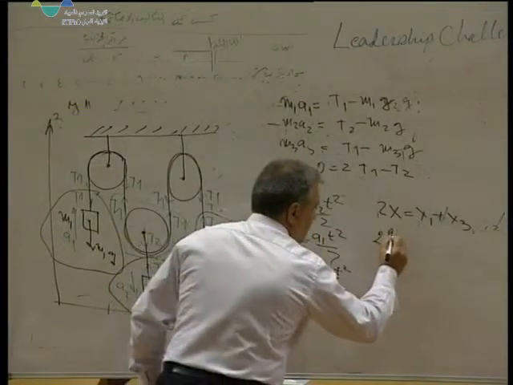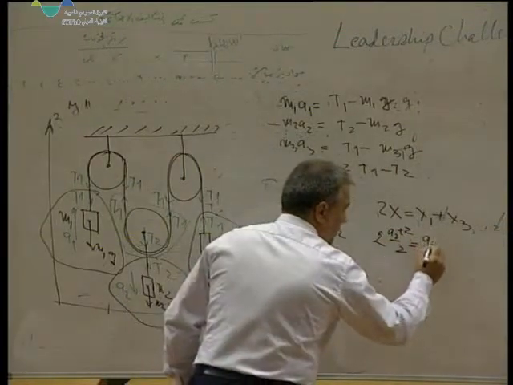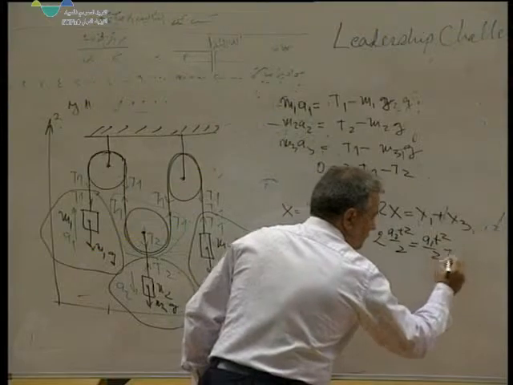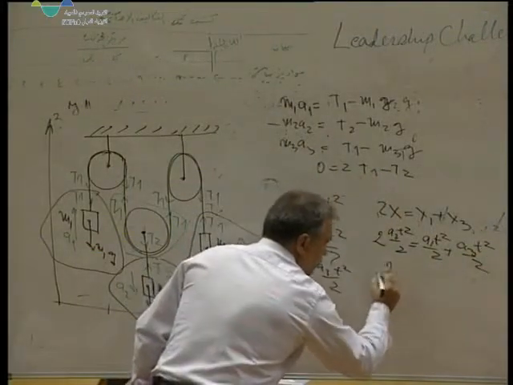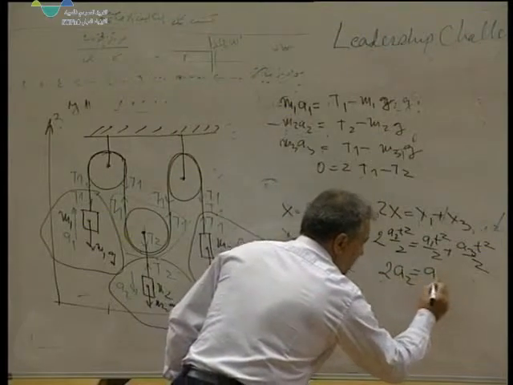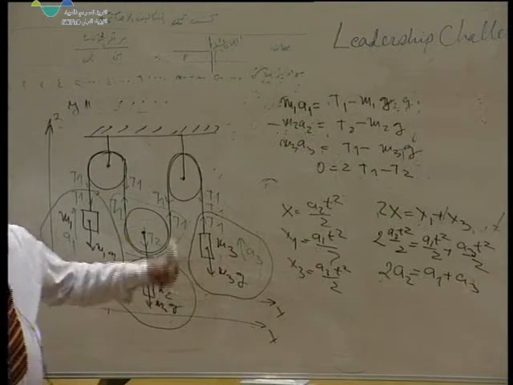2x is a2 t square. We substitute in this distance instead of x, x1 and x3. So, 2a2 equal a1 plus a3. This is the fourth equation.